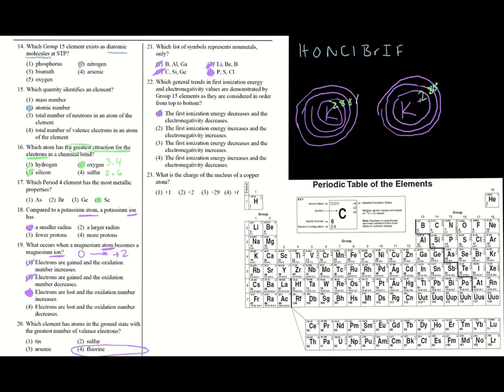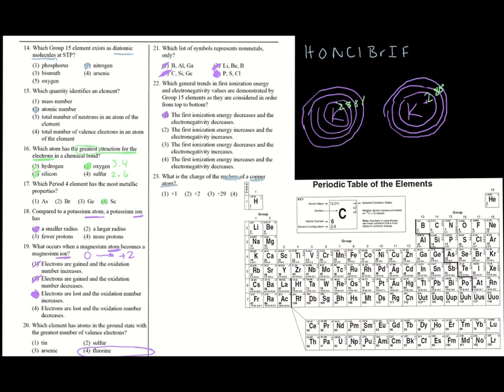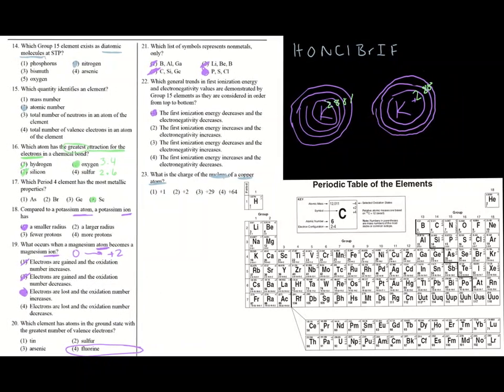Number 23. What is the charge of the nucleus of a copper atom? So what is inside the nucleus? That's protons and neutrons, no electrons. So everything here should be positive. Let's also move this guy over. Periodic table's in the way. There we go.